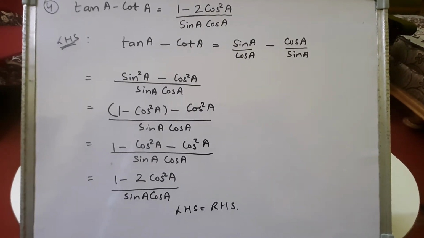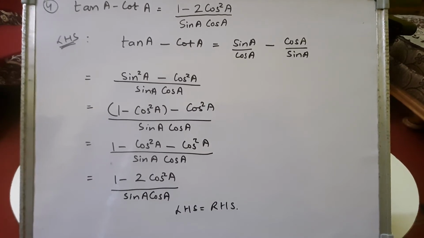Let's discuss another sum, children. Here the identity is given as tan A minus cot A equals (1 minus 2 cos square A) upon sin A cos A. Now again we are going to take the left hand side. We are going to simplify the left hand side, and then we are going to prove the result equals the right hand side. We're trying to obtain the right hand side, right, children?